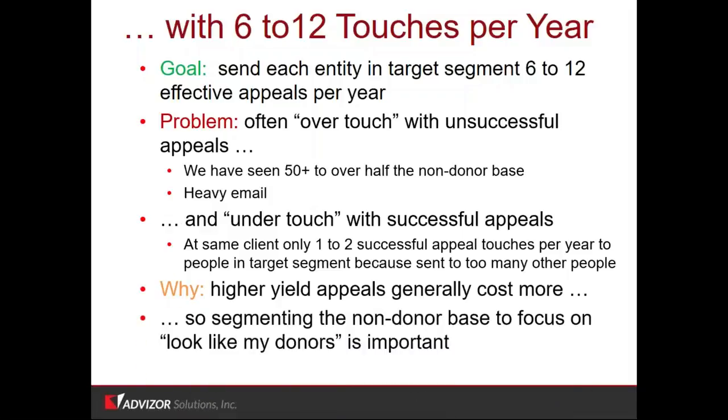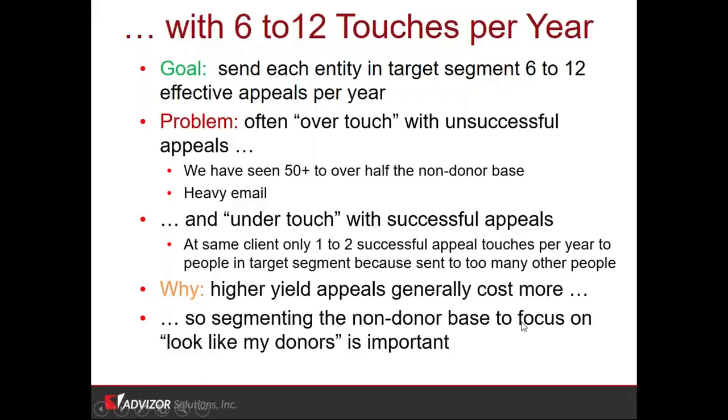It gets distracted. And why? The higher-yield appeals generally cost more. And so to get the touch points up to reasonable levels with the people who are more attractive, you need to cut the base back. You might send the same amount, but you're going to send more to a smaller group and then drop some of the rest.